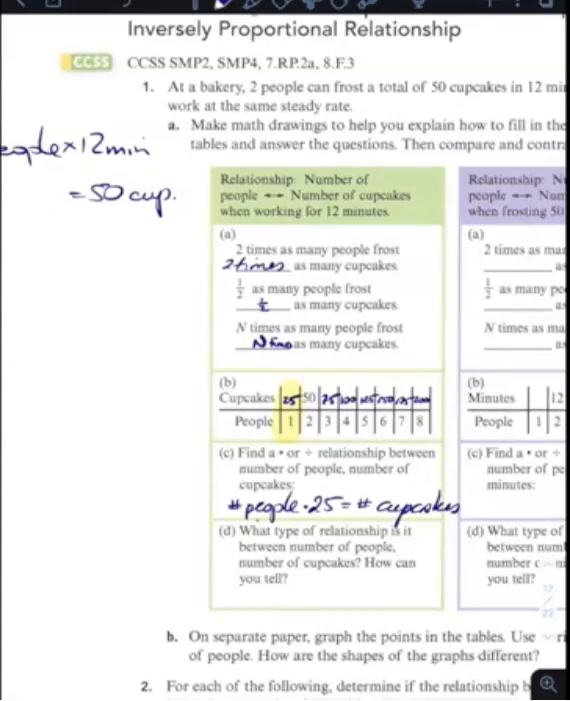What type of relationship is it between the number of people and number of cupcakes? Well, we actually have cupcakes equals 25 times P. So that is a proportional relationship. It's 25 cupcakes per person.